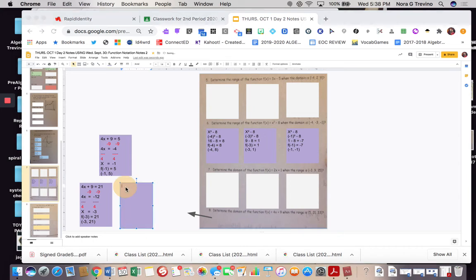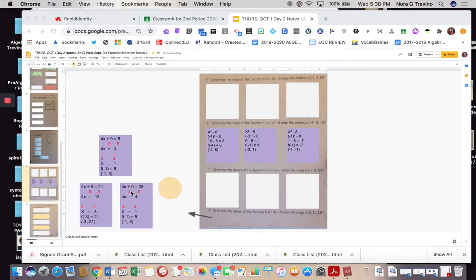Okay, so I'll paste it here again. There it is. So I'm taking my function, 4x plus 9, and I'm equaling it to these numbers because they're the range, they're the output. So we already did 5 and 21. Now I got to equal it to 33. So I'm going to change this 5 to 33.